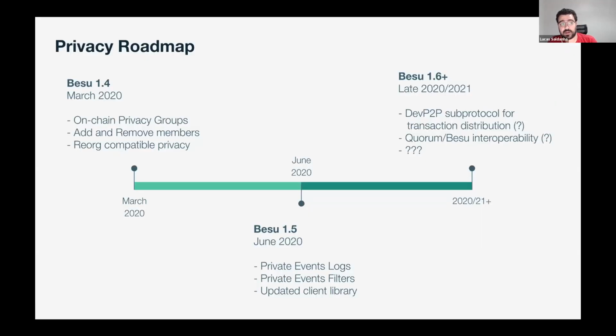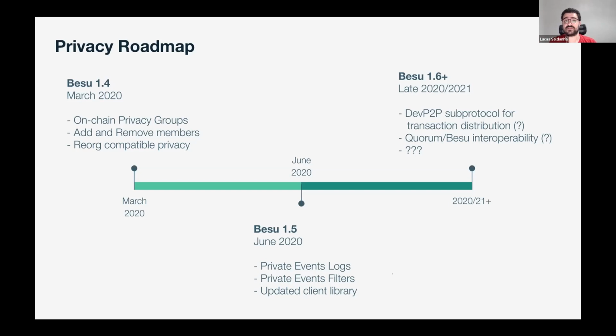So, let's take a look at the privacy roadmap. This is what you are most likely to see in the coming months. We have 1.4 that has just been released in March. This is the version that brings on-chain privacy groups with the option of adding and removing members to the groups. And another important feature is compatibility with reorg. This is just a fancy way of saying that you can use privacy now with any network that doesn't provide a consensus algorithm with finality. Basically, if you have nodes running on Ropsten or mainnet or any other proof of work based network, now you can use privacy.